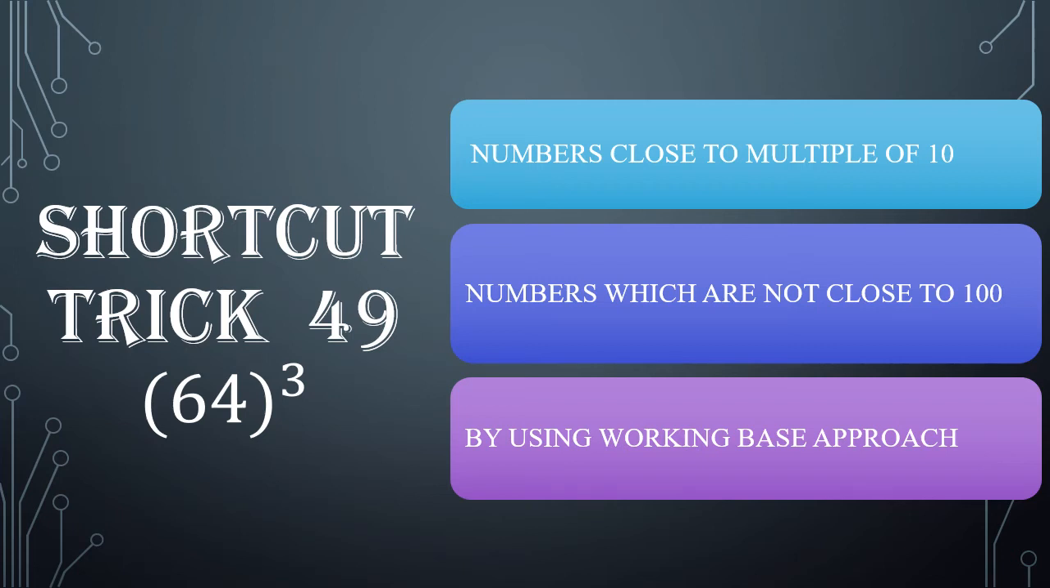In this video, we are finding the cube of numbers which are not very close to 100, but are close to a multiple of 10. For example, 64. When we multiply 6 by 10, we get 60. Now 60 is a multiple of 10. So we have to take a working base approach, and the working base for 64 would be 60. How we can achieve this, we'll be discussing in this video.